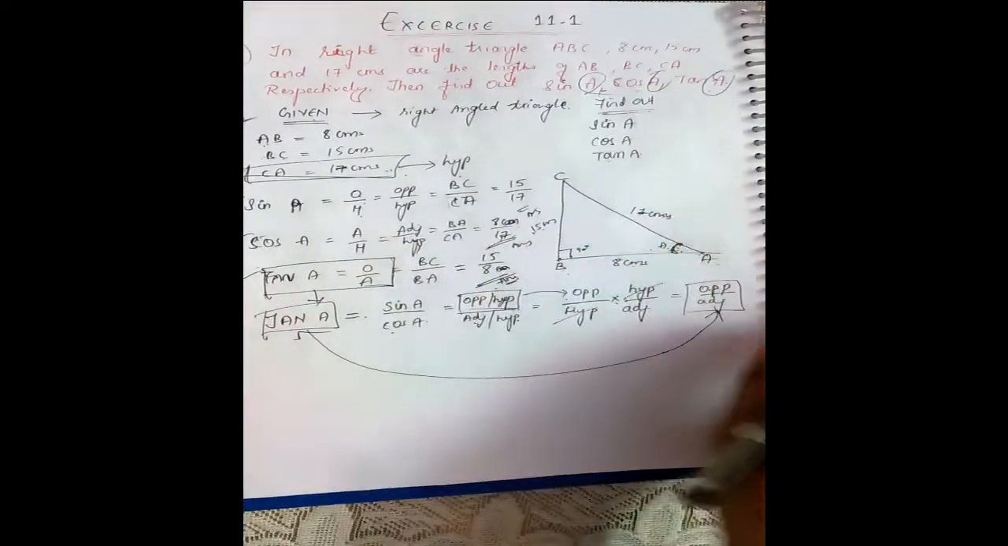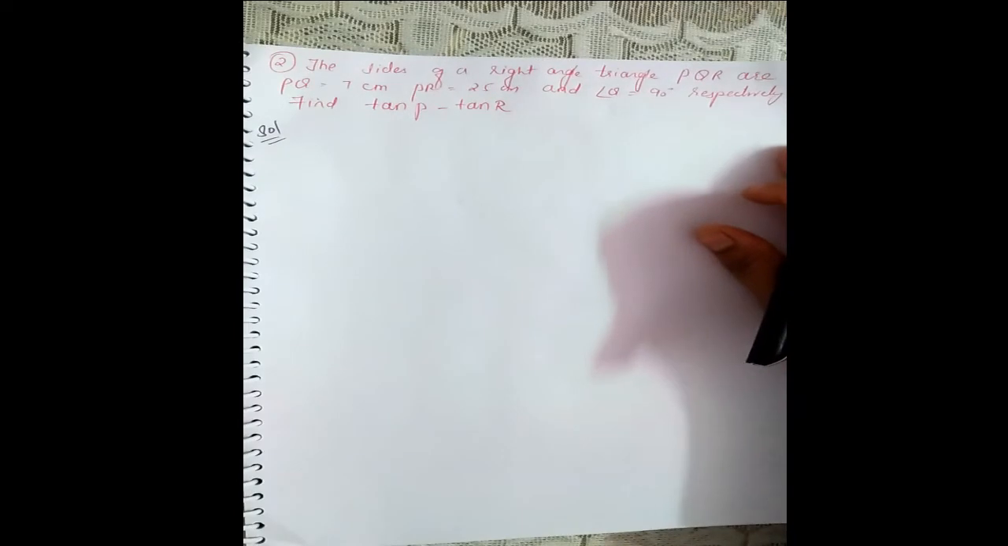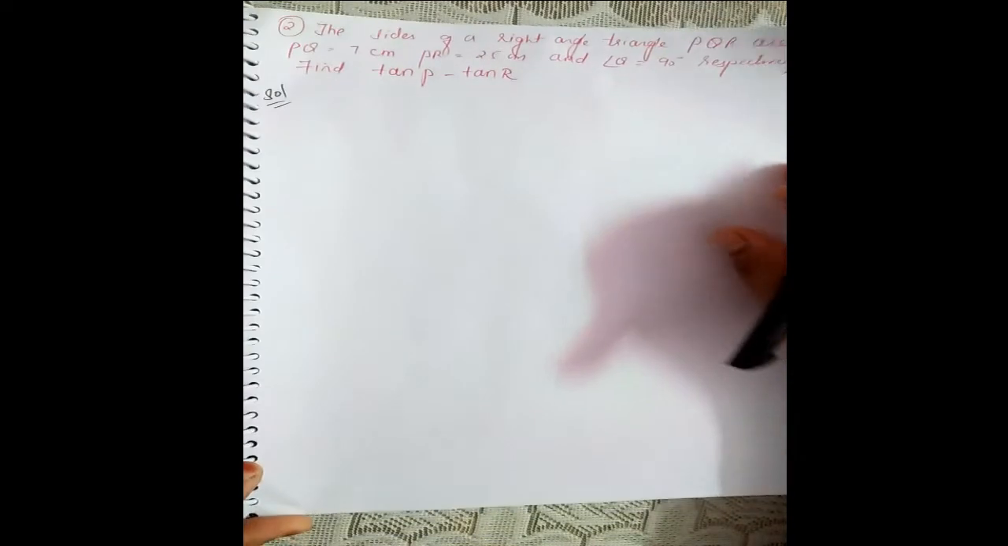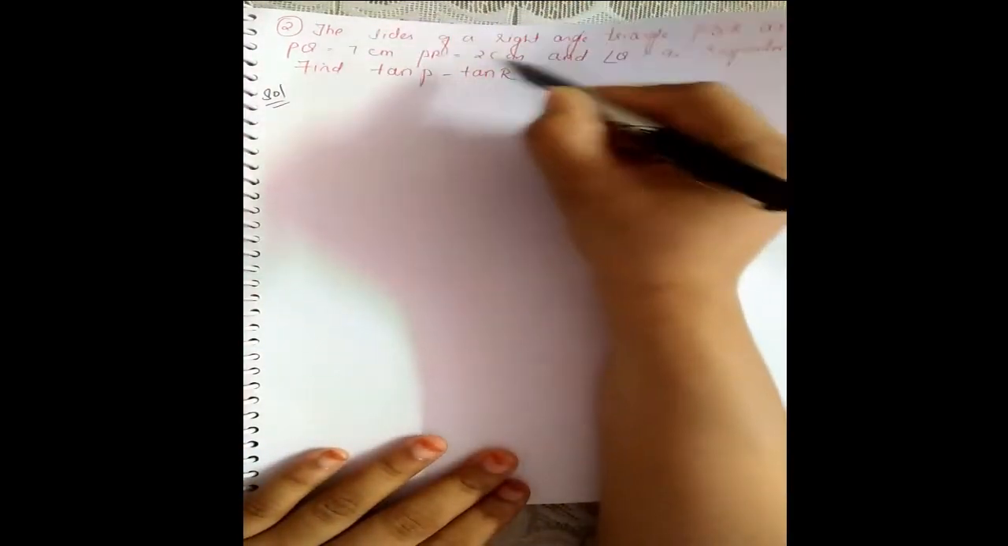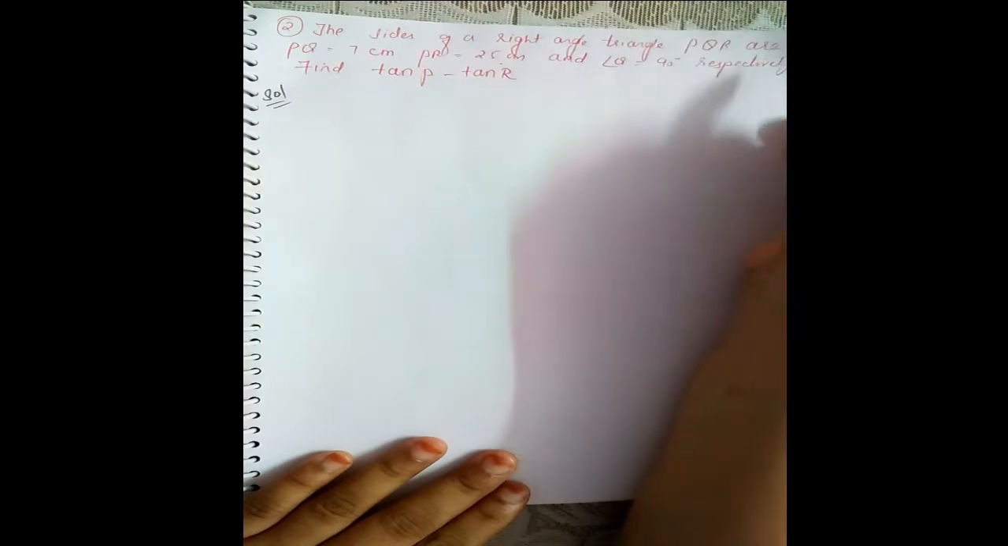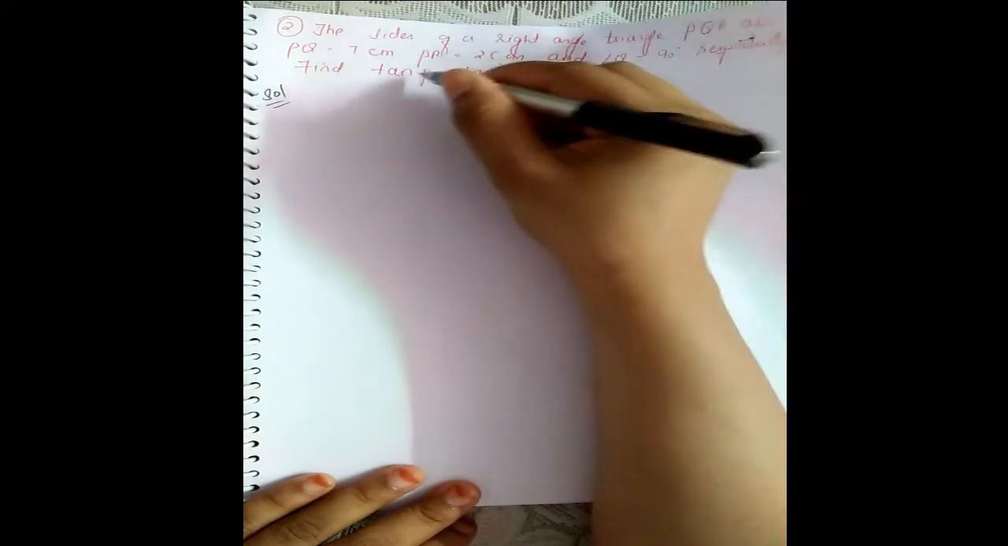Okay, this was it. Now let's move on to the next problem, and it is as simple as the first. The only thing is that some values in the figures are missing. We'll figure them out using some formulas, adjusting accordingly. Let's start with the second one. The sides of a right angle triangle PQR are PQ 7 centimeters, PR 25 centimeters, and angle Q is 90 degrees. Then we need to find out tan P and tan R. It's two different angles, not the same angle. We need to find out the different angles.